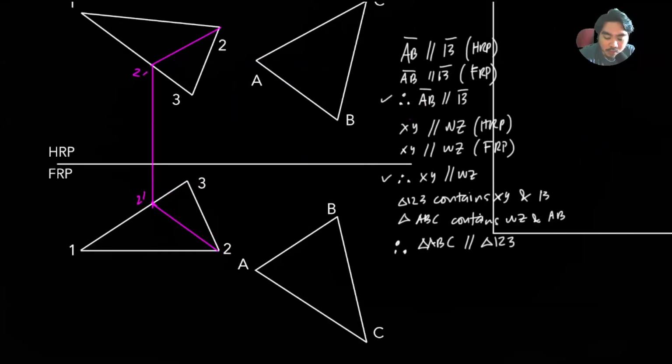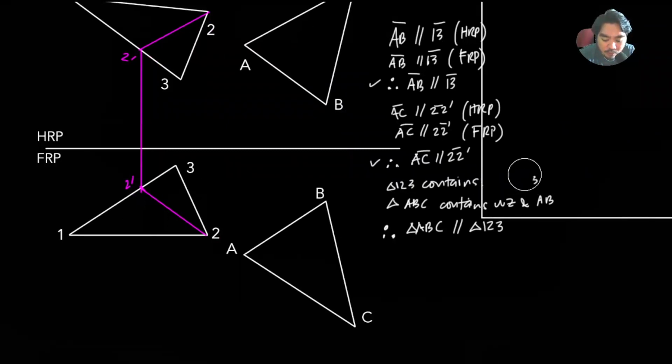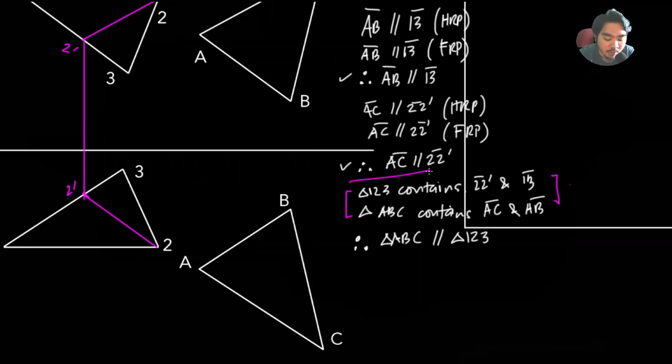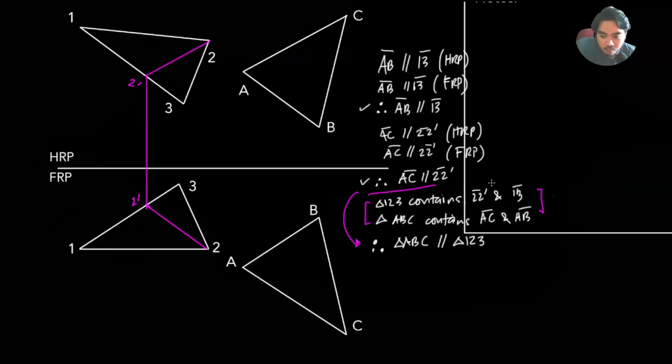So my proof can be something like: instead of this one, AC is parallel to 2, 2 prime. AC is parallel to 2, 2 prime. Therefore, AC is truly parallel to 2, 2 prime. Then, since 1, 2, 3 contains 2, 2 prime and 1, 3, and also ABC contains AC and AB, therefore ABC should be parallel to 1, 2, 3. Again, I'll just indicate that sometimes this is not necessary, because it's obvious; you can go directly from this to that. Okay? Hopefully that clarifies things, and that ends our lesson for today, class.